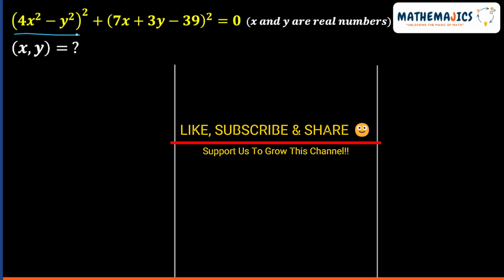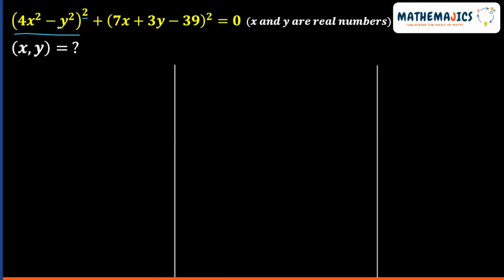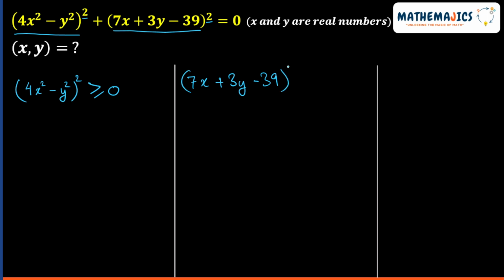Look at the first term. What do you think? What should be the minimum value of this term? See, the power is 2. Yes, that means the minimum value of this term will be 0. It can never go less than 0. It can never be negative. Similarly, look at the second term. The second term also has the power 2. That means the minimum value of this term will also be 0.